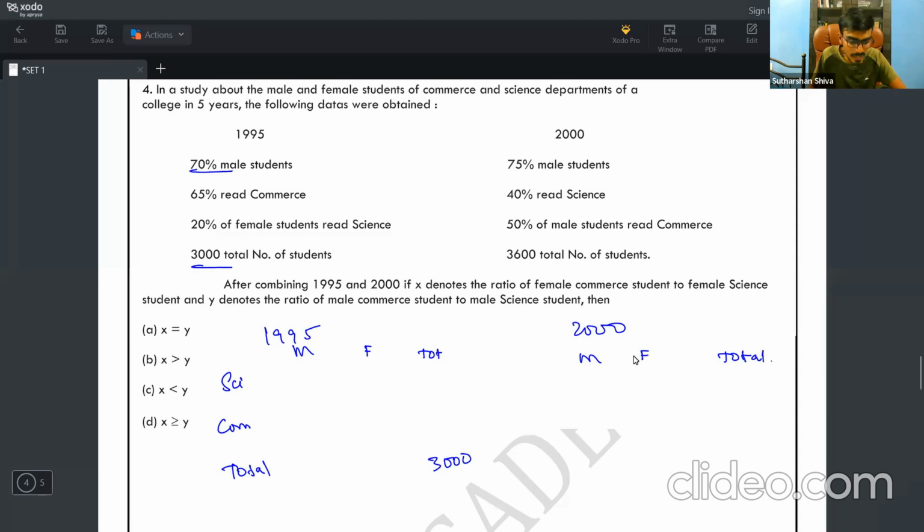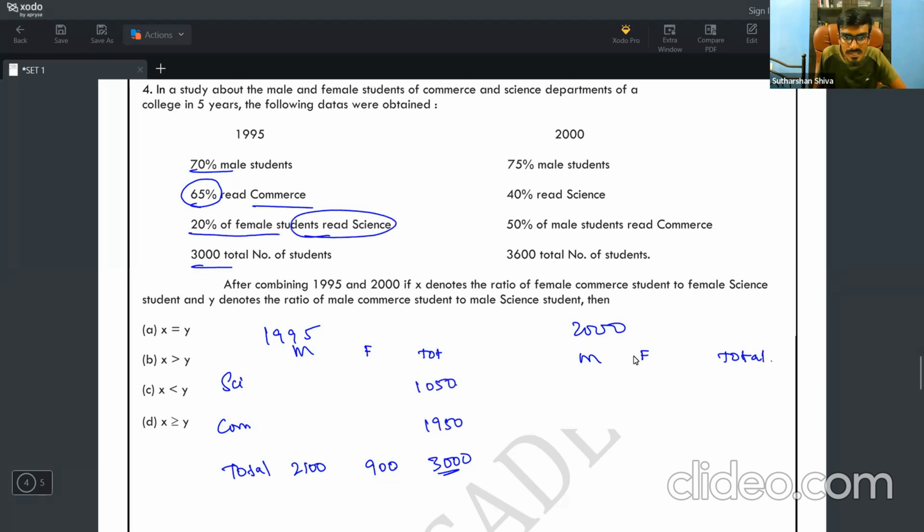They say 70% is male. So 70% is 2100, and the female here is going to be 900. They say 65% read commerce. Calculate 65% on 3000, it will become 1950, then here it will become 1050.